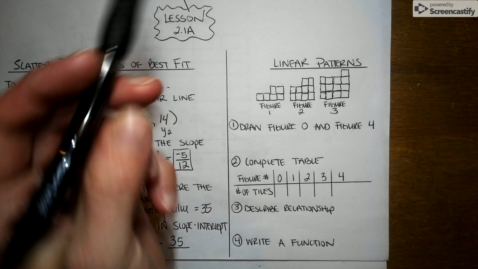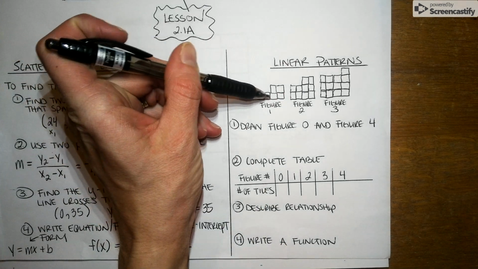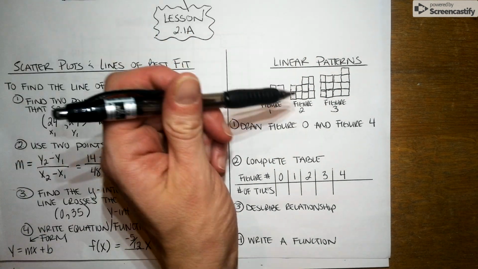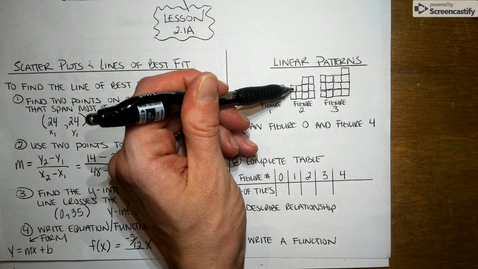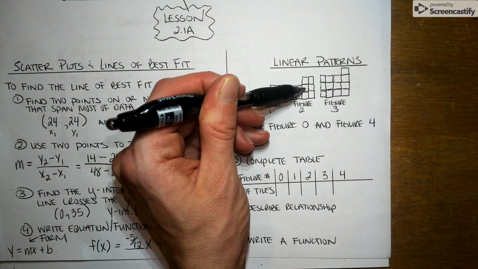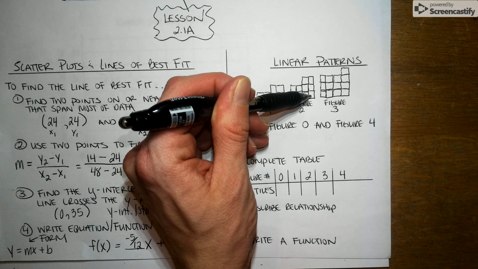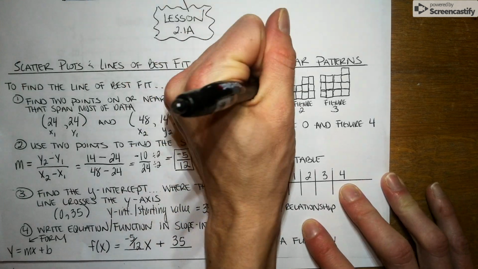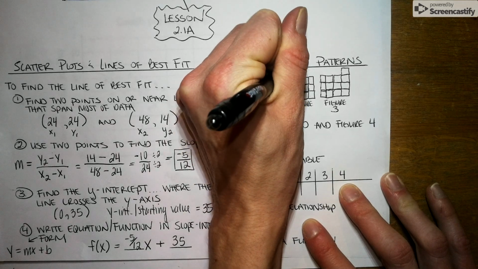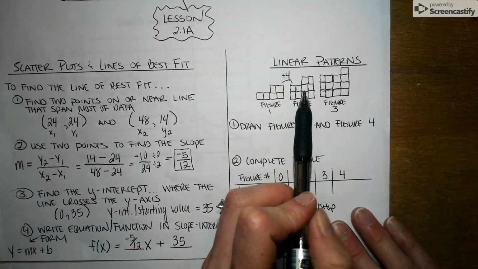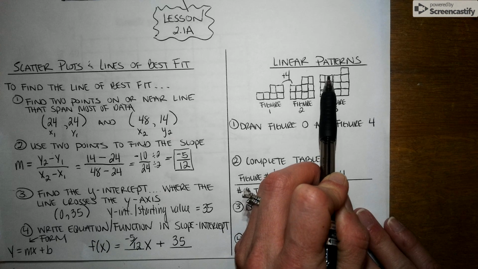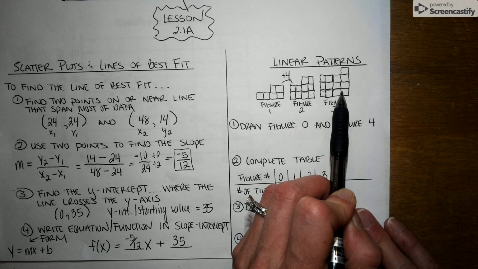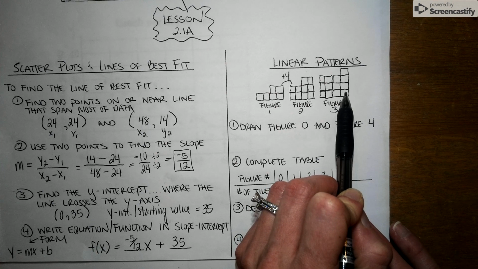So if I look at figure 1, when I count, I get 1, 2, 3, 4, 5, 6 different tiles. When I go to step 2, I have 1, 2, 3, 4, 5, 6, 7, 8, 9, 10. So to go from 6 to 10, I know I have to add 4. So let's check figure 3. 1, 2, 3, 4, 5, 6, 7, 8, 9, 10, 11, 12, 13.